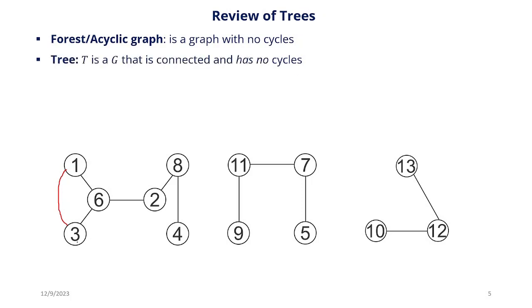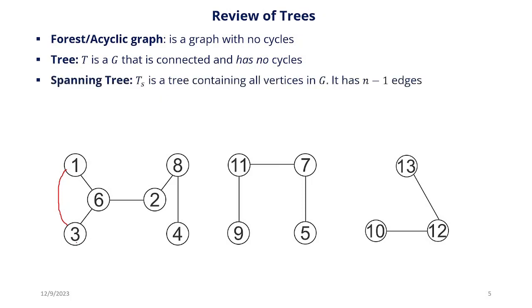That's what we mean by a graph with no cycles. So a tree is a graph that is connected and has no cycles. A spanning tree is a tree that contains all vertices of a graph and it has n-1 edges. So the way to remember what n is, it is the number of vertices in the graph.